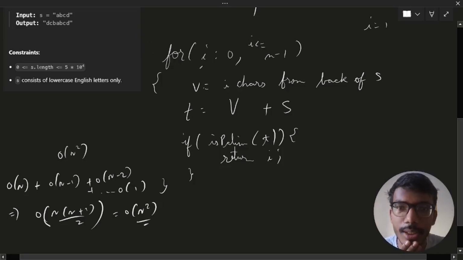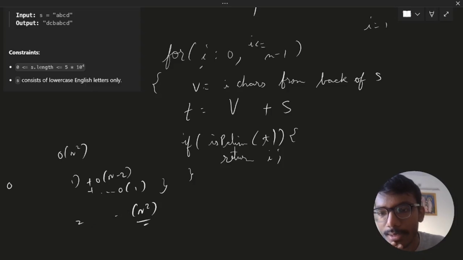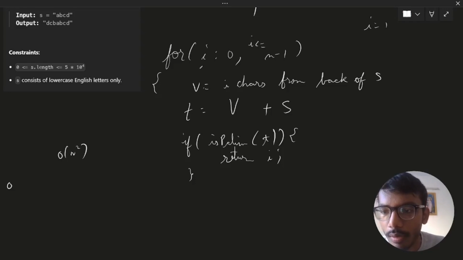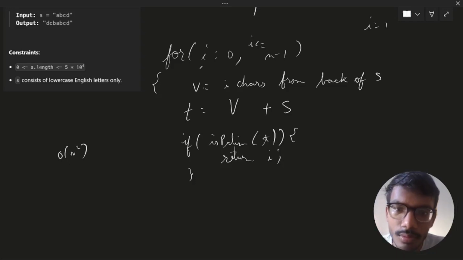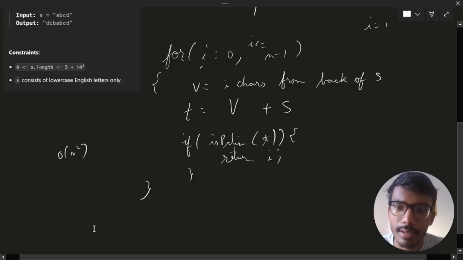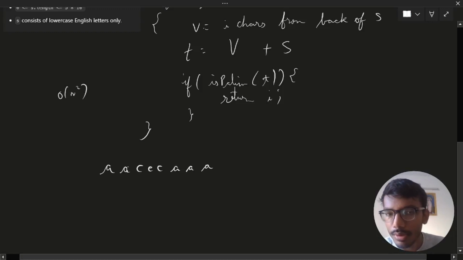This would definitely give me a time limit exceeded because my constraints are too large. So how can we optimize this to order of n or n log n, which also passes our constraints? Let us take a similar example. Let us say I'm having this string, and as you saw, this last a, or let us say instead of a, I'm having k.